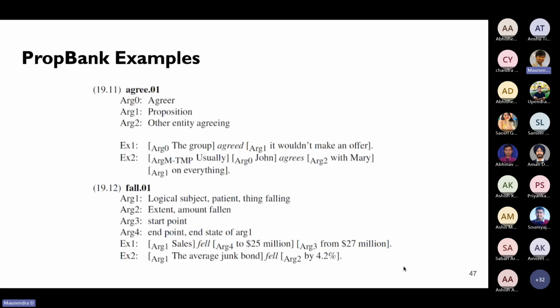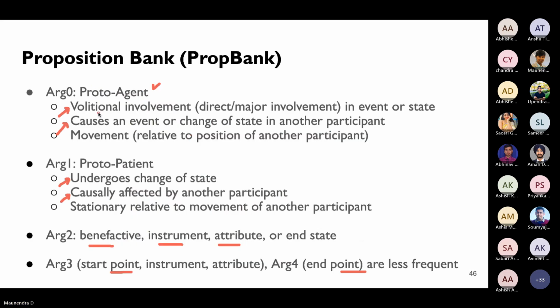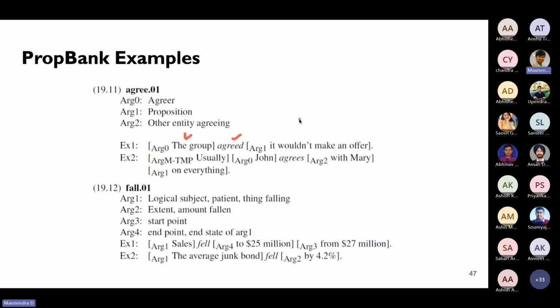Suppose we have an example sentence like, the group agreed it won't make an offer. The central word, the main action, is the agreement. Who agreed? The group. So this becomes the proto agent, because the group has the direct, major involvement in this event. And agreed with what? It would not make an offer. So this one is arg1.